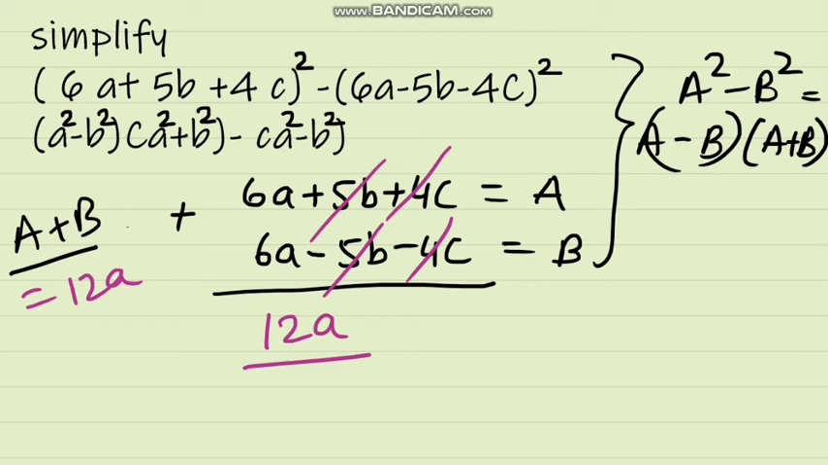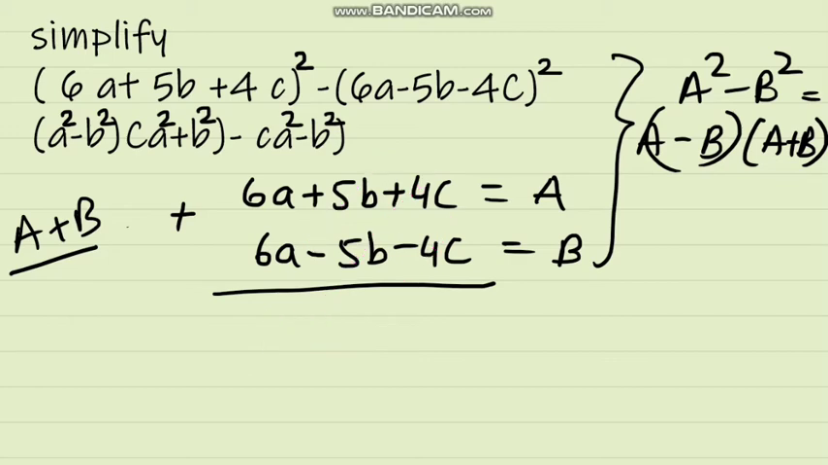Now let us see how much we are going to get for a minus b. So a plus b is 12a. Now you have to find out a minus b. For a minus b, children, you nicely know when you are subtracting, your sign gets changed for the number which you are subtracting. So 6a will become minus, 5b will become plus, and 4c will also become plus.